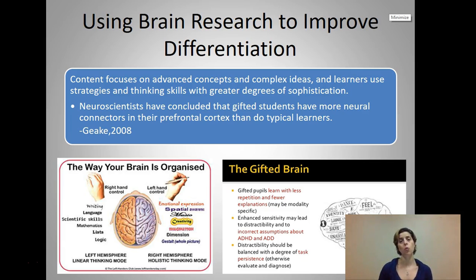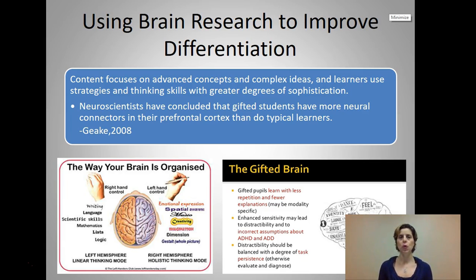So the first thing you're going to want to think about is brain research. We can use brain research to improve differentiation because understanding how a gifted student's brain works differently than a typical student's is going to give you some ideas into why they could be doing some of the things that they're doing, and how making simple adjustments can help them to use their brains more effectively and to stay on task more readily.